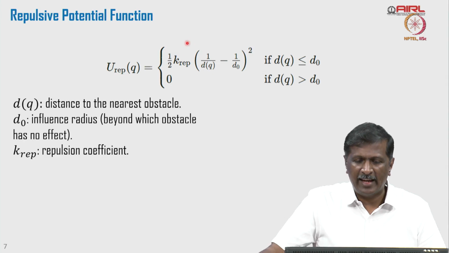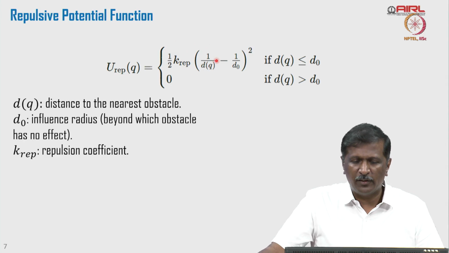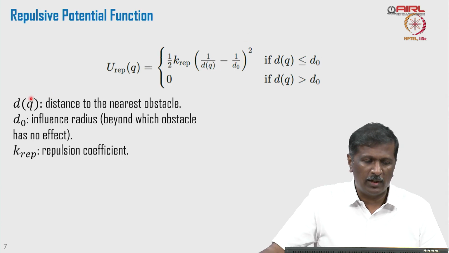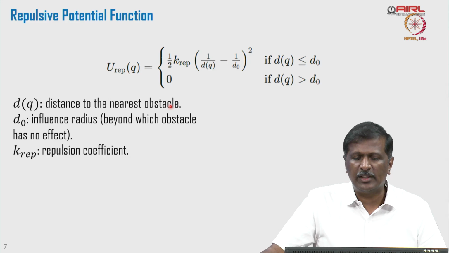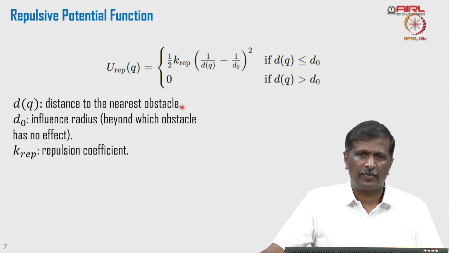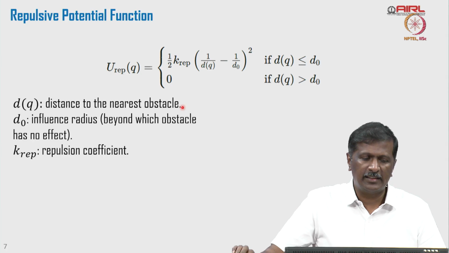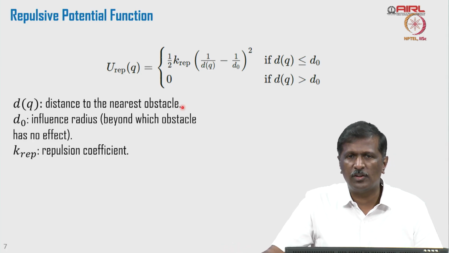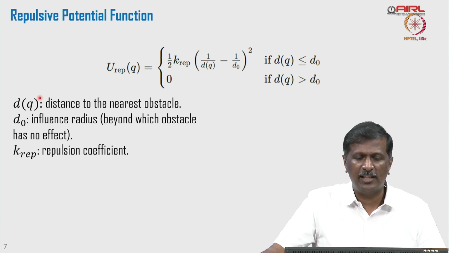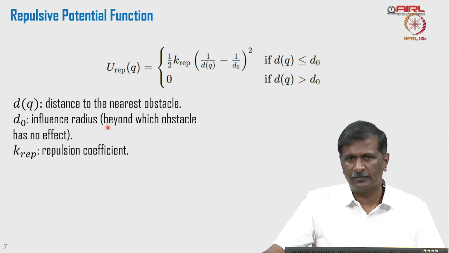U repulsive is half K repulsive, which is a constant, times (1 by d of Q minus 1 by d naught) the whole square. What is d of Q? Distance to the nearest obstacle. If you take an obstacle or the conflict region, what is the distance to the conflict region from the current position of the drone, right? That is d of Q. d naught is the influence radius.